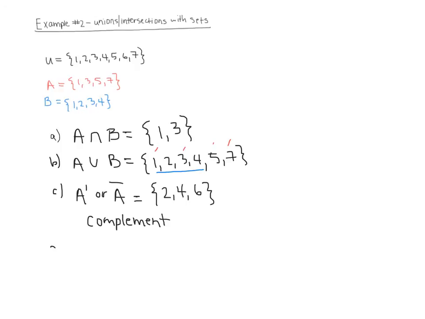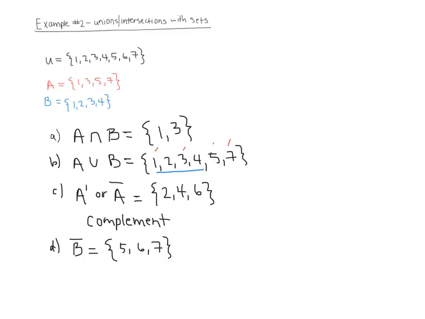If I want to quickly just make sure I can apply that to, let's say, B complement. Okay, so let's again apply that definition of what does it mean to be a complement. So again, we look at B and we see 1, 2, 3, and 4. So I got to go up to U and say, what is left in U that's not in B? Okay, what numbers are there? There are the numbers 5, 6, and 7.